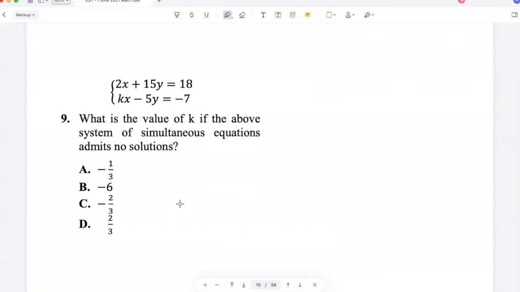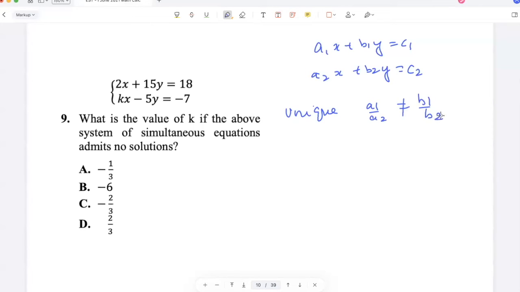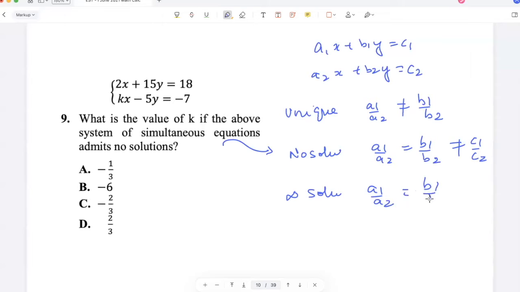What is the value of k if the above system of simultaneous equations admits no solutions? So if I have a1x plus b1y is c1, and a2x plus b2y is c2, then I get a unique solution to this system when a1 by a2 is not equal to b1 by b2. I get no solutions when a1 by a2 and b1 by b2 are equal, but that is not equal to c1 by c2, which is what we have to use here.